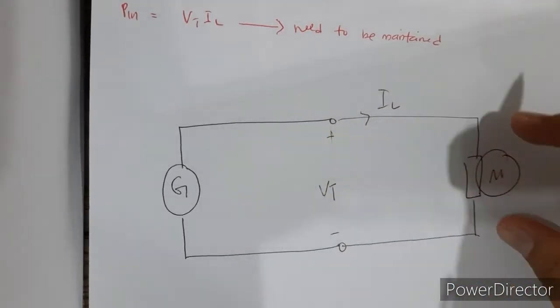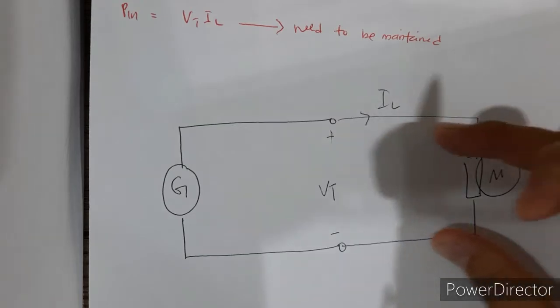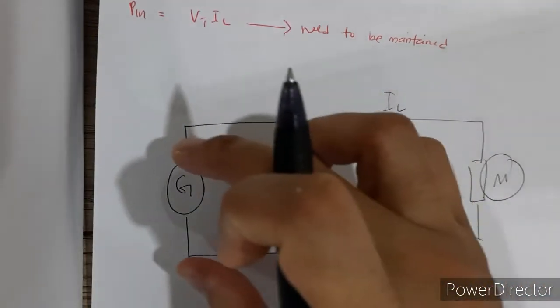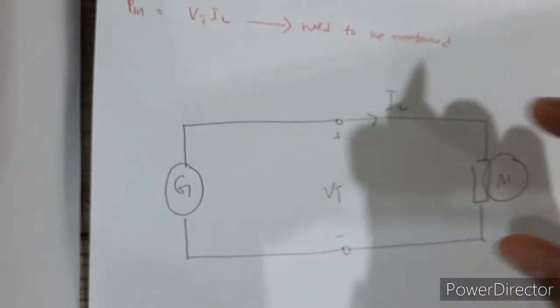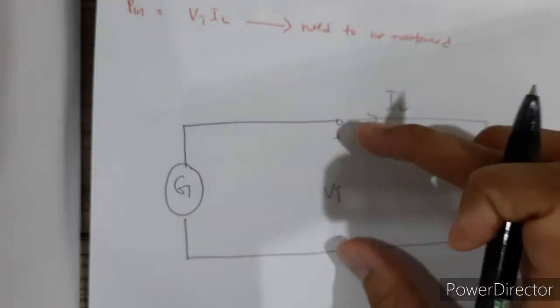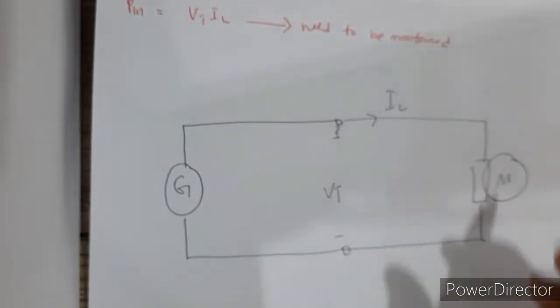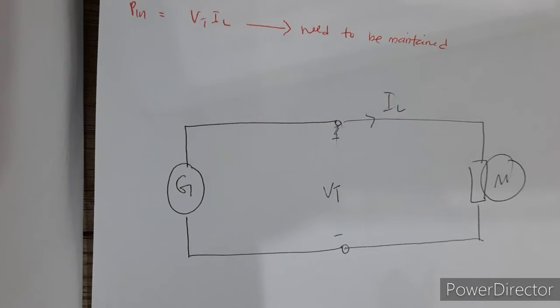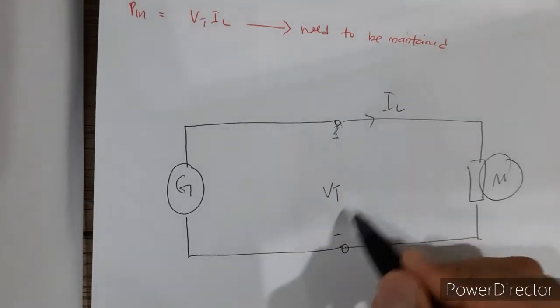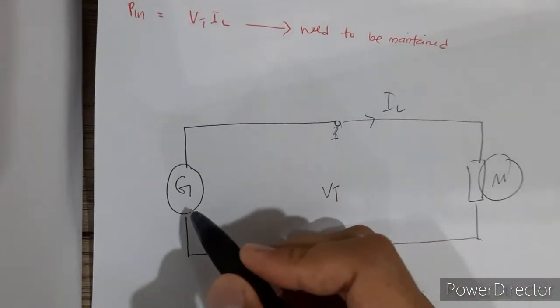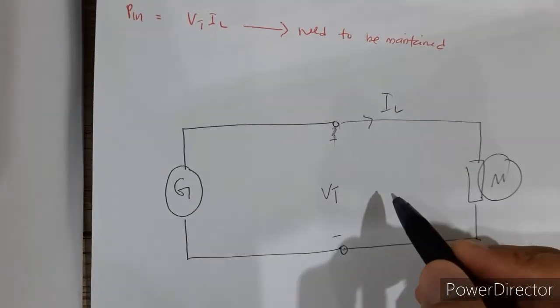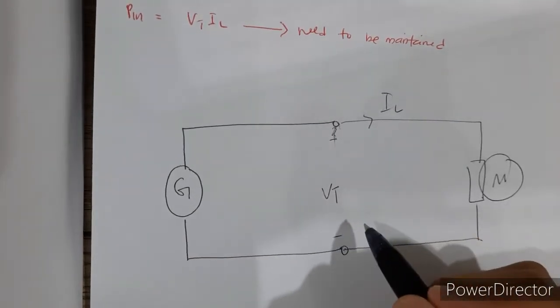So the rating for the motor is fixed on VT and IL. So the generator must consider the rating for the motor. So that's why the VT and IL are fixed. So we do not change this one. So the generator needs to consider the demand side, or the load side.